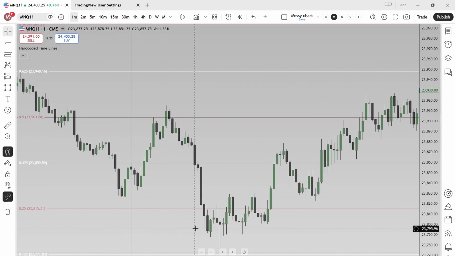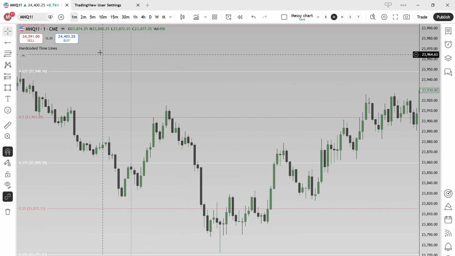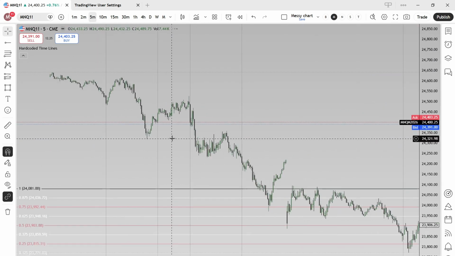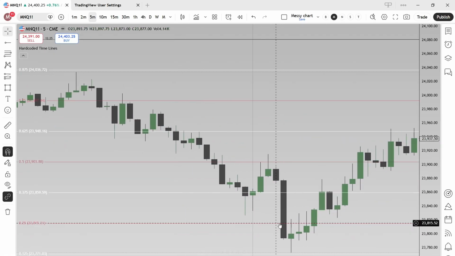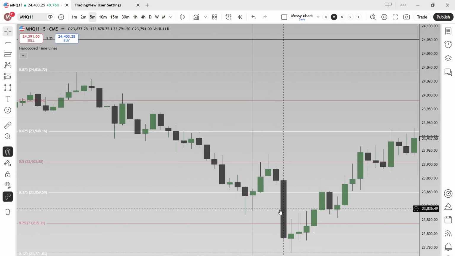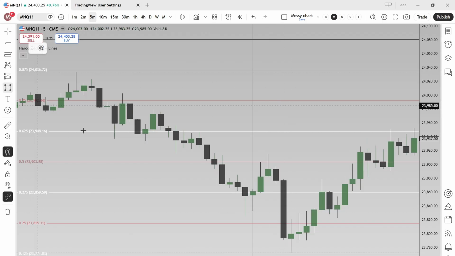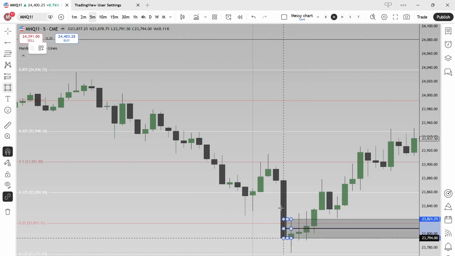Let's use this 5-minute breaker because it lays over top of this quadrant and this quadrant. There's also an inefficiency there. So I'll take the inefficiency.